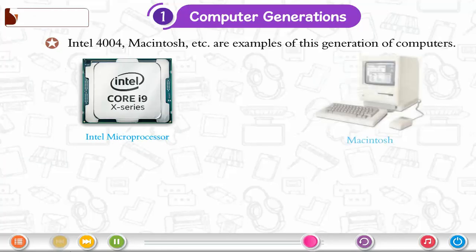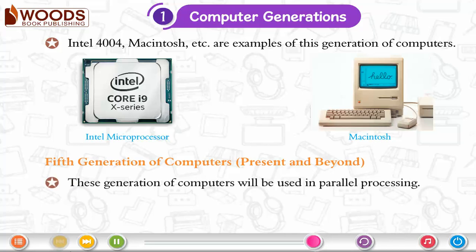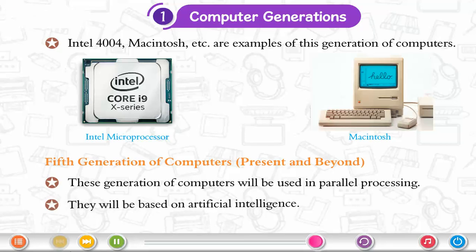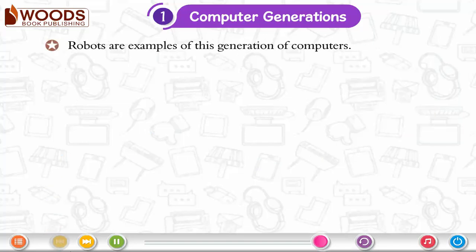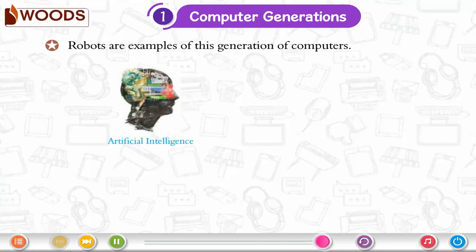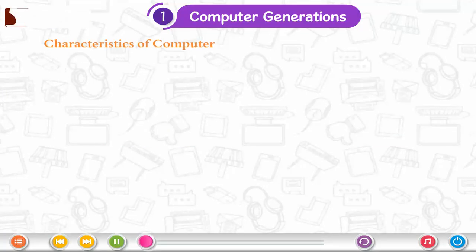Intel microprocessor, Macintosh. Fifth generation of computers, present and beyond. This generation of computers will be used in parallel processing. They will be based on artificial intelligence. They will be used in speech recognition, intelligent robots, etc. Robots are examples of this generation of computers. Artificial intelligence, ASIMO.